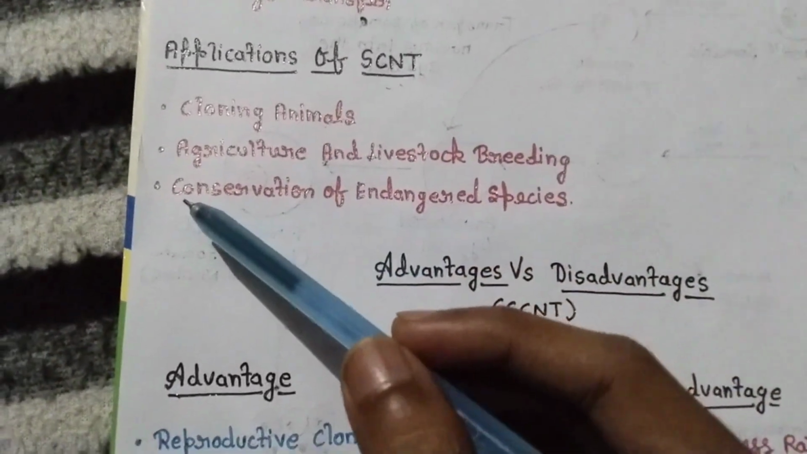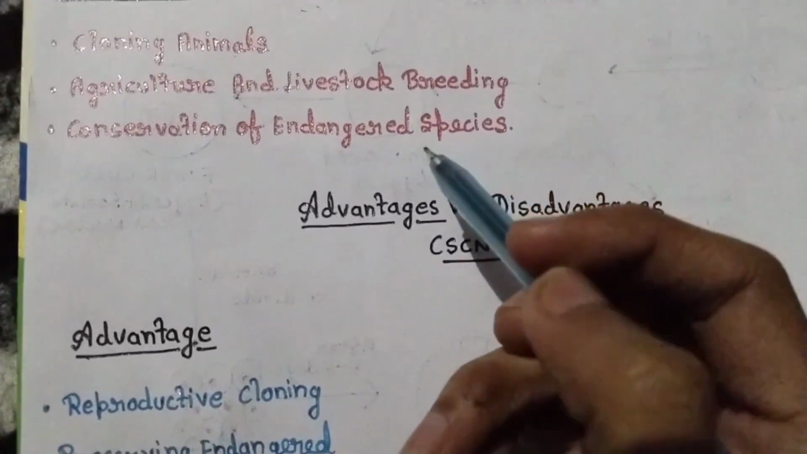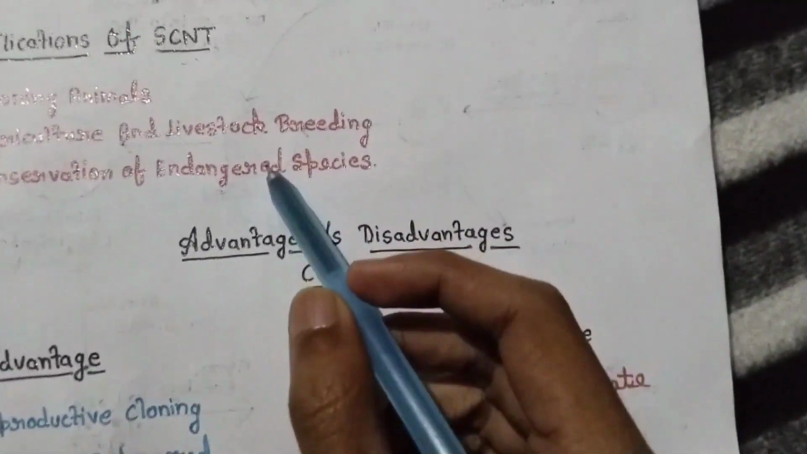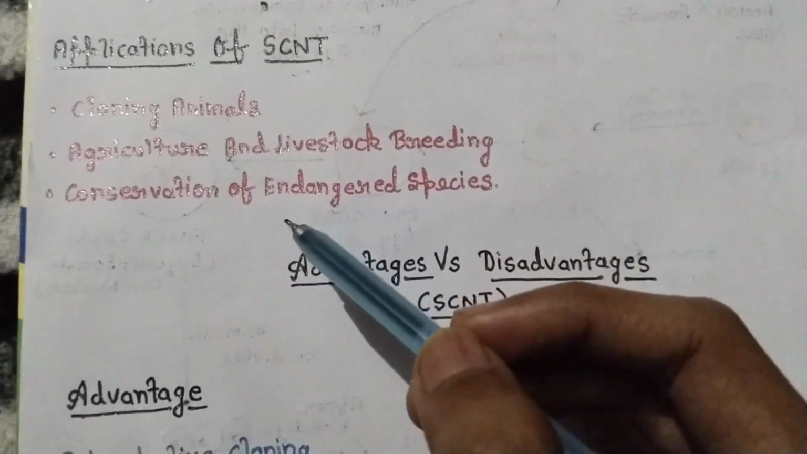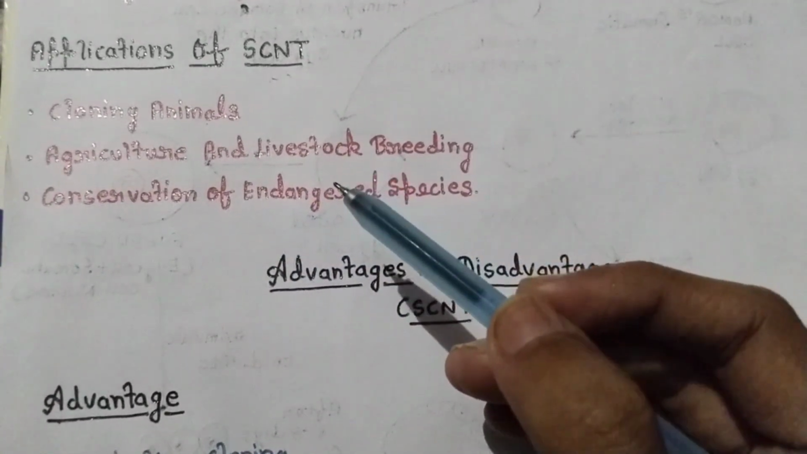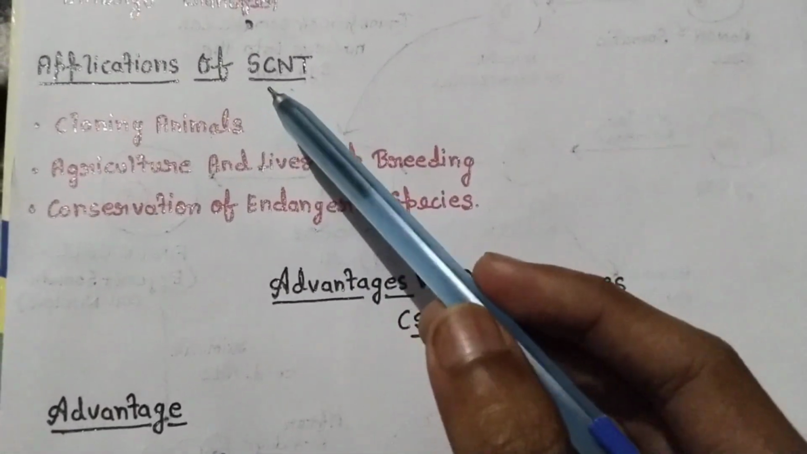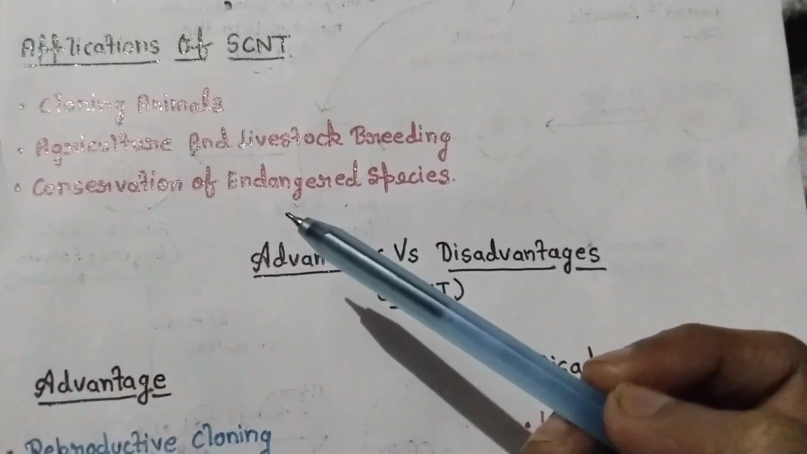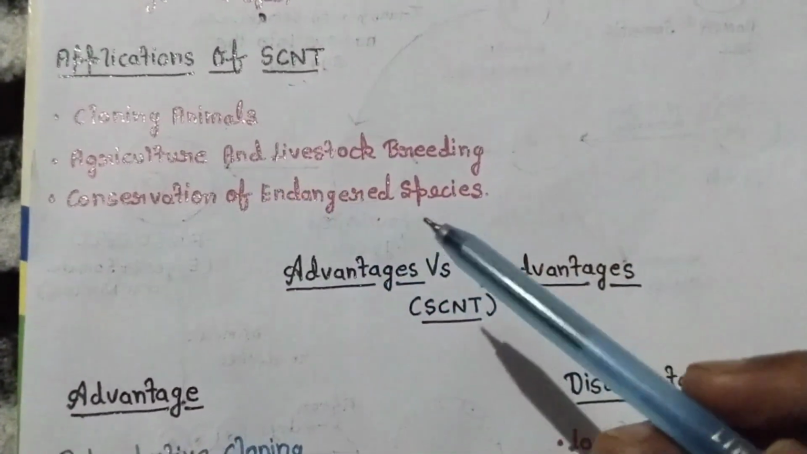So now the third application is your conservation of endangered species. So this is a very important point, like the animals which are going to go extinct or will become extinct further, so you have to preserve them. So for the preservation of such species, we are going to use somatic cell nuclear transfer to conserve those species, right? So these are the applications of somatic cell nuclear transfer.